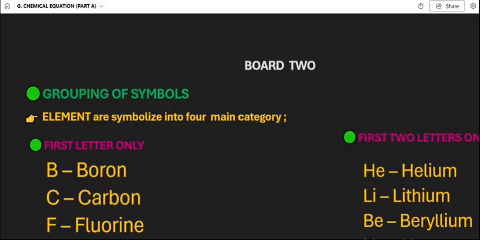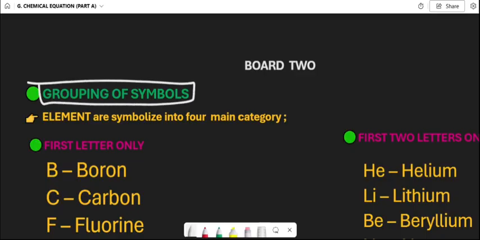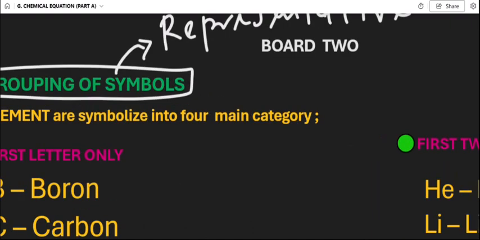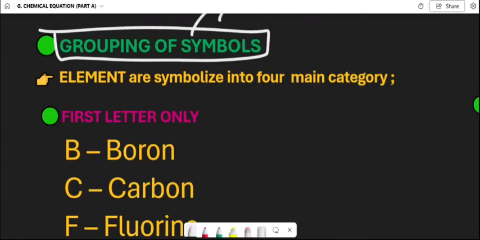Okay, the next thing to learn is the grouping of symbols. Like I said, symbols are referred to as the representative of an element. Instead of writing the element in its full form, you can represent the element in its symbol. But these symbols are categorized in 4 main categories. So having it here, elements are symbolized into 4 main categories.